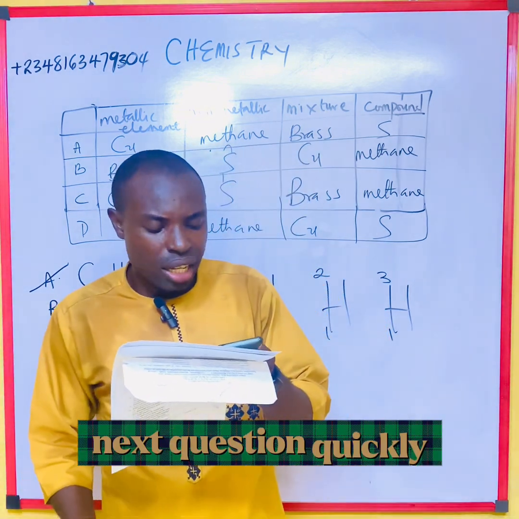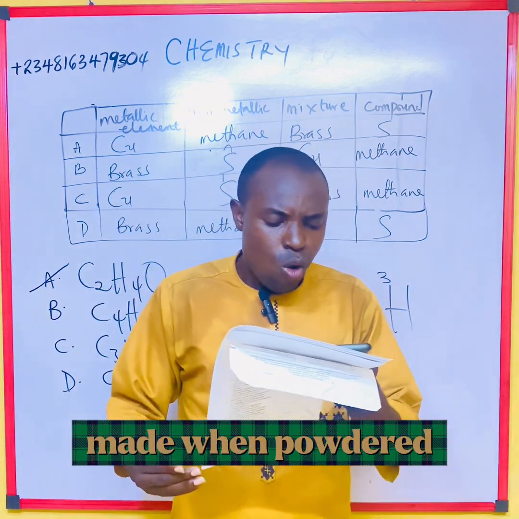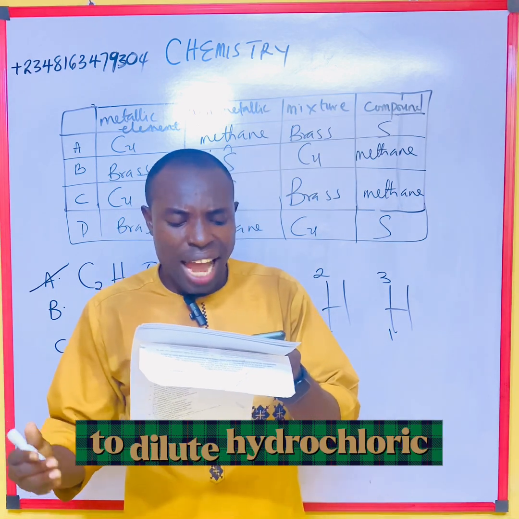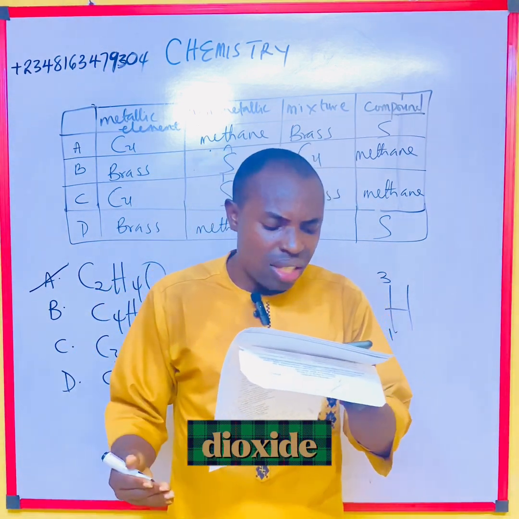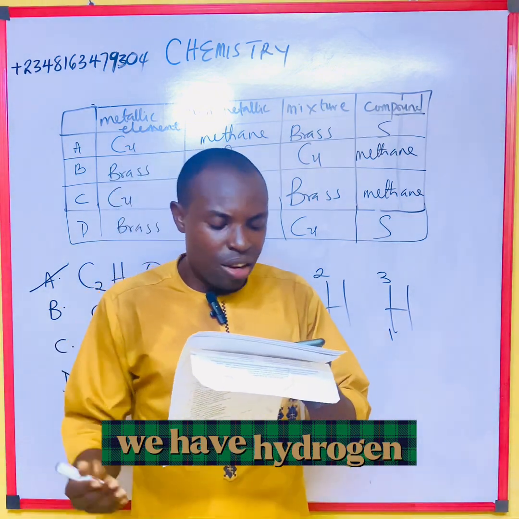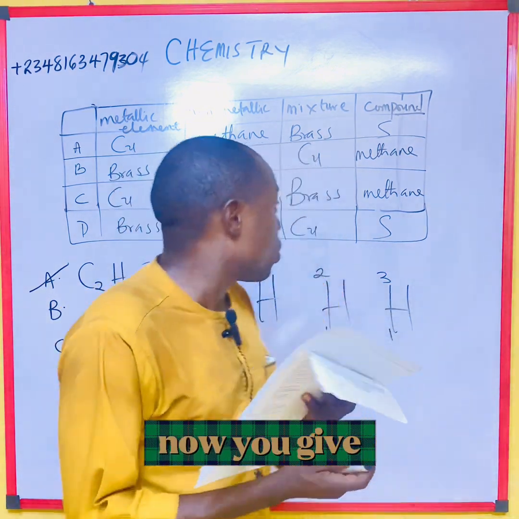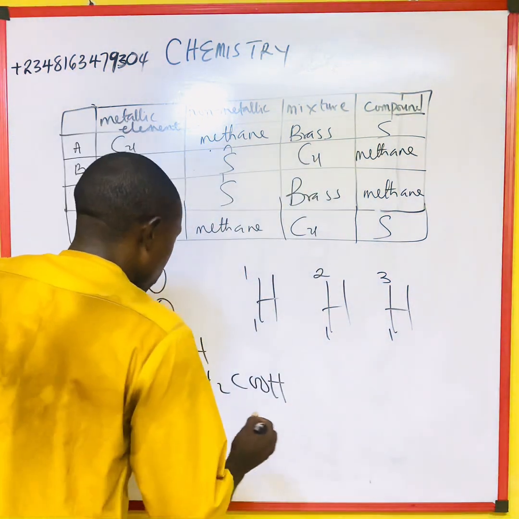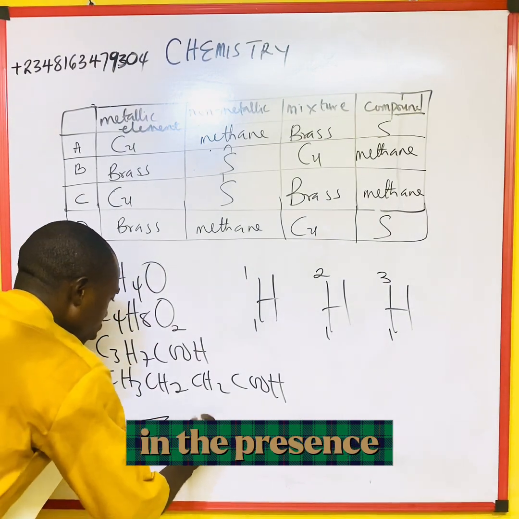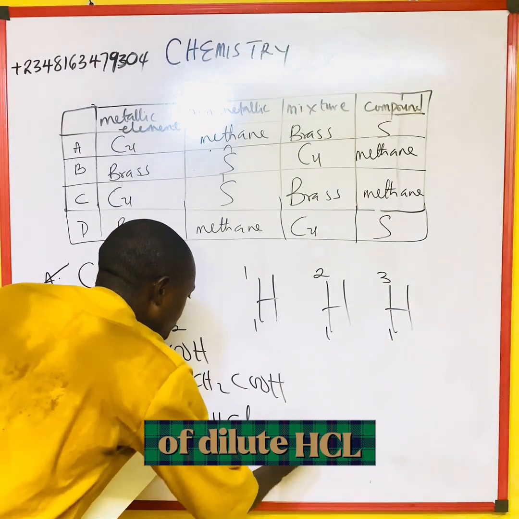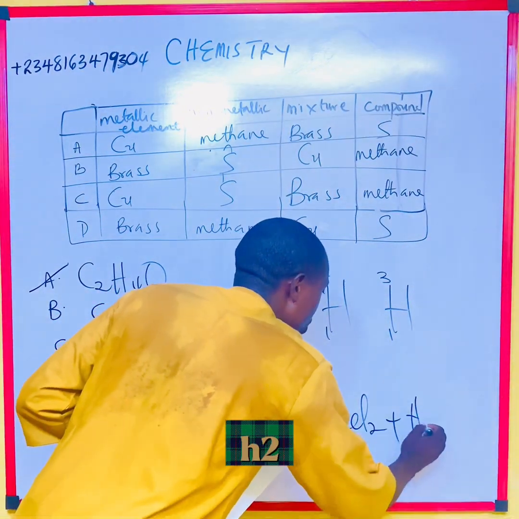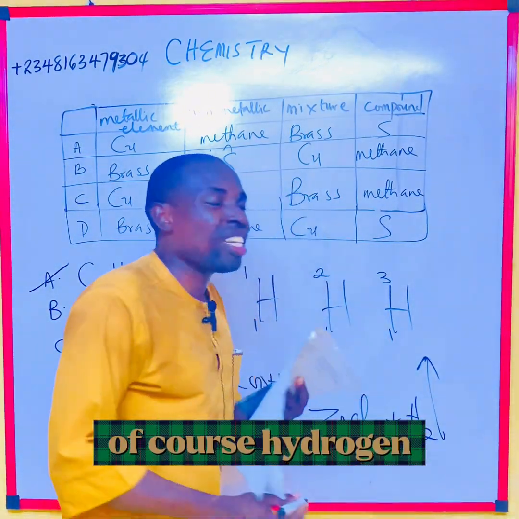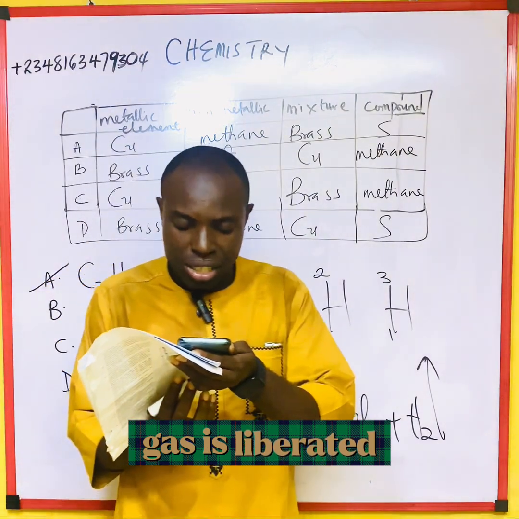Move to the next question quickly. Which gas is made when powdered zinc is added to dilute hydrochloric acid? We have option A, carbon dioxide, chlorine, hydrogen, oxygen. Now you give the reaction here. You have zinc in the presence of dilute HCl. Of course, you'll be having zinc chloride plus what now? H2. Of course, hydrogen gas is liberated.